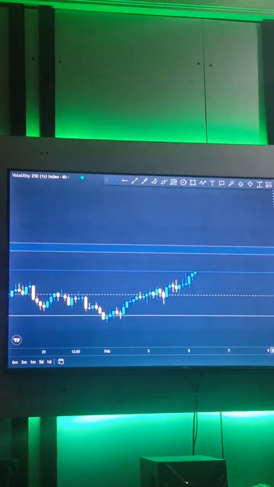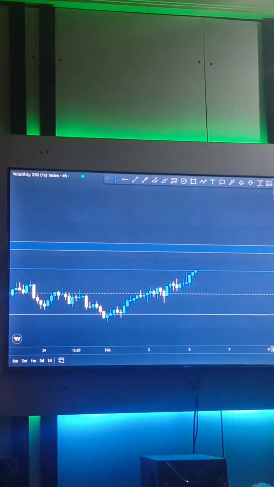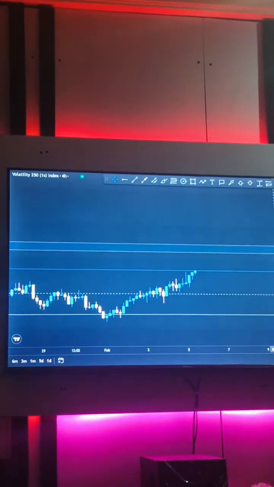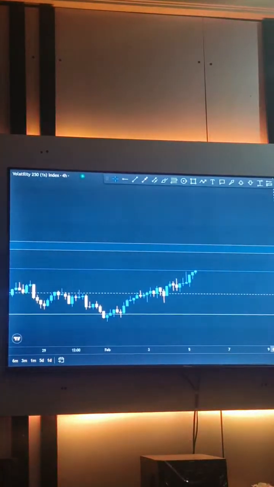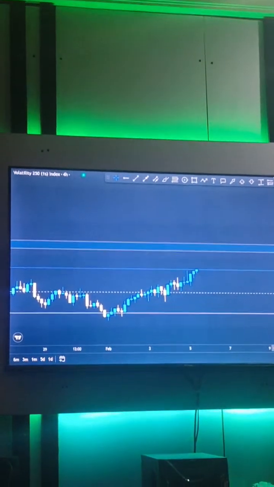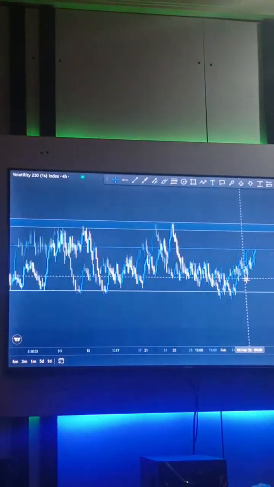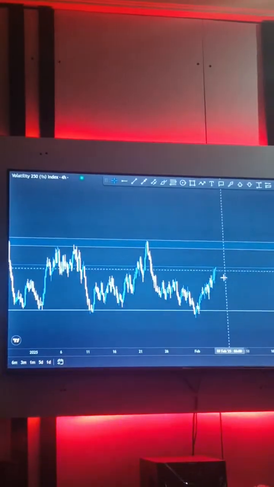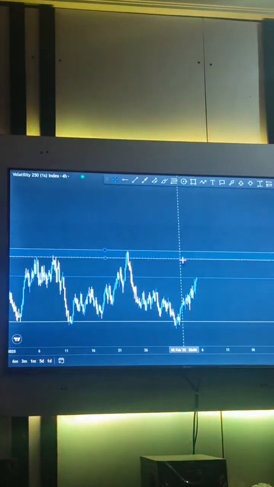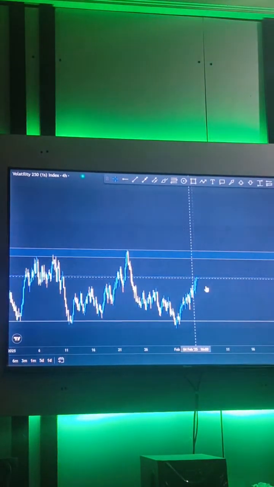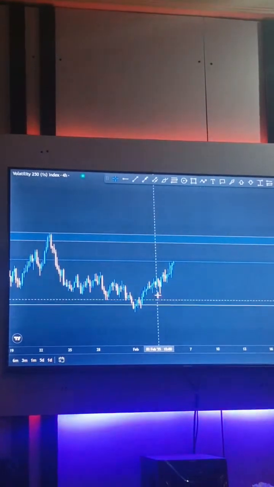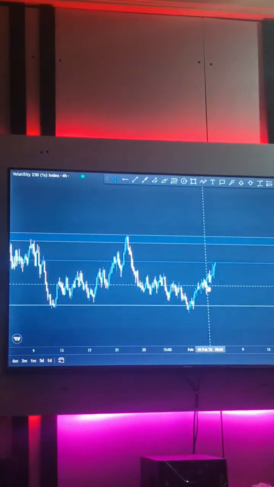Identify the market trend. Either uptrend, downtrend, or consolidation. And of the three, that's what you're looking for. In this case now, you can see the market is obviously on an uptrend right now, approaching the level of what? Resistance. Market is currently approaching the level of resistance.